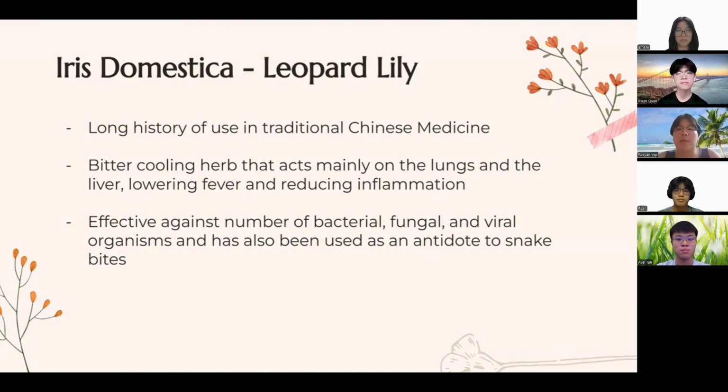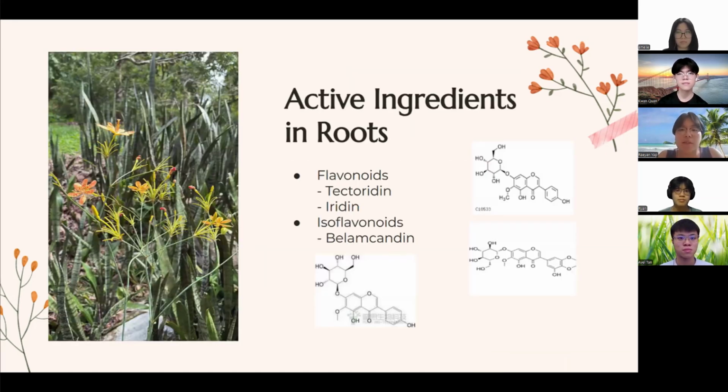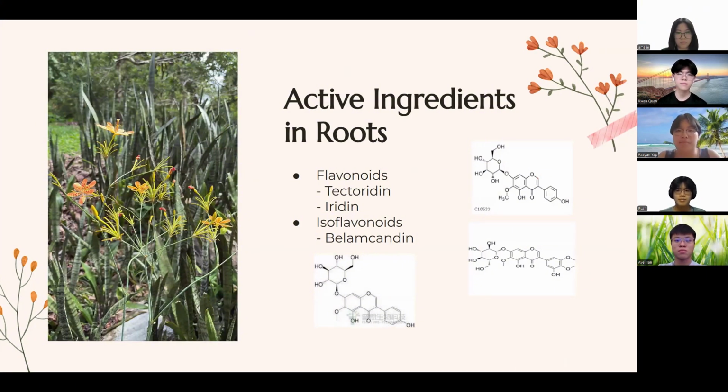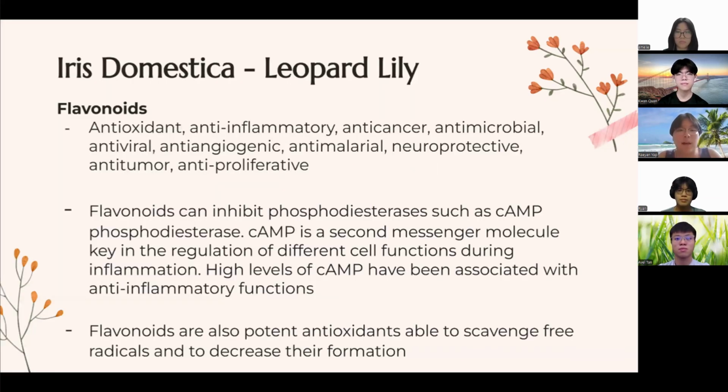It is effective against a number of bacterial, fungal, and viral organisms, and has also been used as an antidote to snake bites. Some of the active ingredients in the roots are flavonoids and isoflavonoids. Some examples of flavonoids are tectorigenin and iridin. And some examples of isoflavonoids is beta-carotene. Flavonoids are antioxidant, anti-inflammatory, anti-cancer, antimicrobial, antiviral, anti-angiogenic, anti-malarial, neuroprotective, anti-tumor, and anti-proliferative.